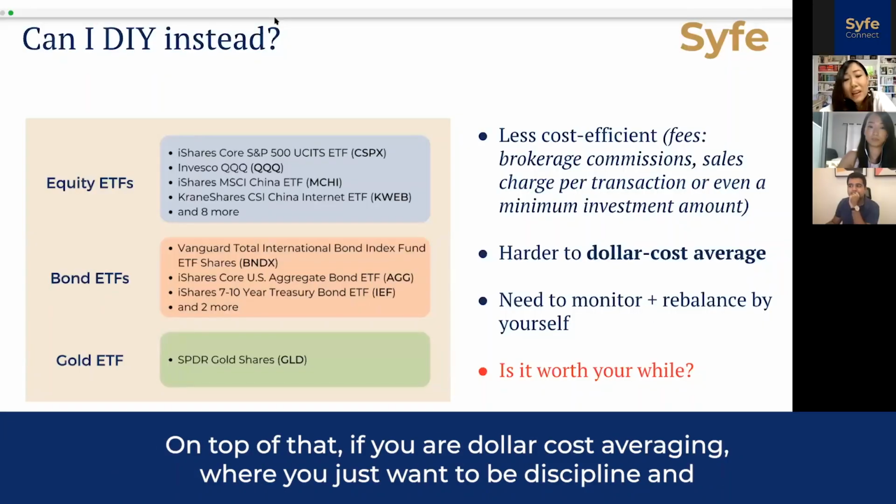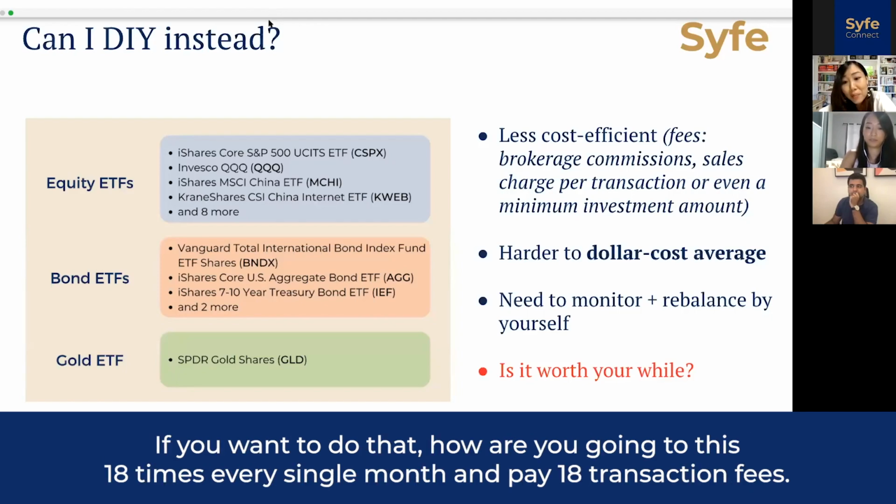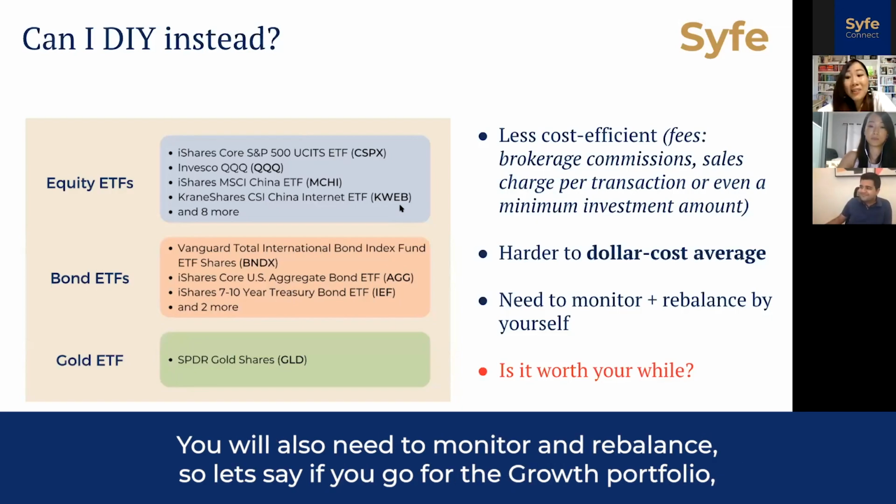On top of that, if you are applying dollar cost averaging, whereby you want to be disciplined and every month you put aside X dollars, that can be maybe $100, $150, or $1,000 every month. It's really up to your own liquidity and cash flow. If you want to do that, how are you going to do this 18 times every single month and pay 18 times the transaction fees? And don't forget, you also need to monitor and rebalance.